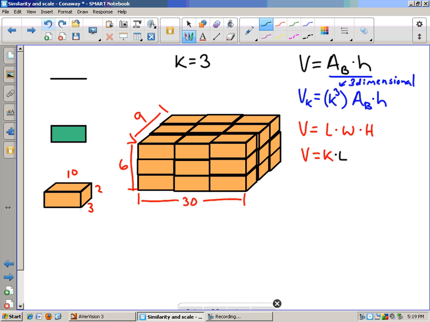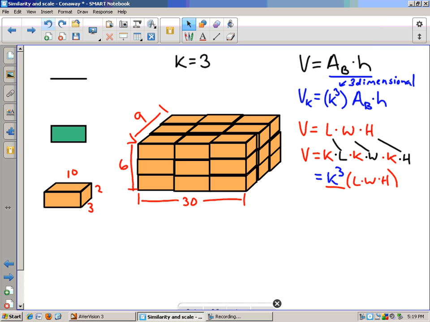times length times K times width times K times height. So you notice the original length, width, and height that we had, but there are 3 K's now in front. And if I pull those 3 K's out to the front, I end up getting K cubed times that original length times width times height that we got from doing the shape. So this is where that K cubed is going to come in.